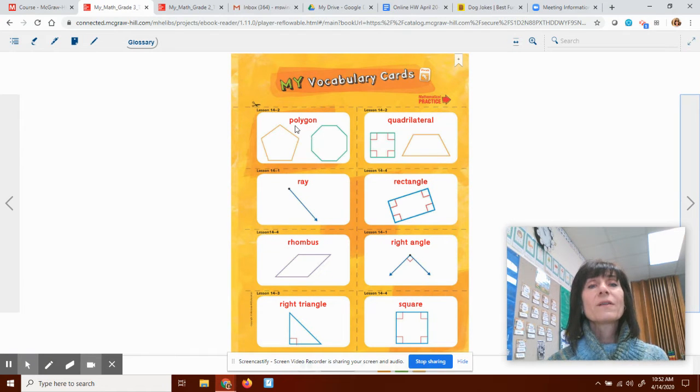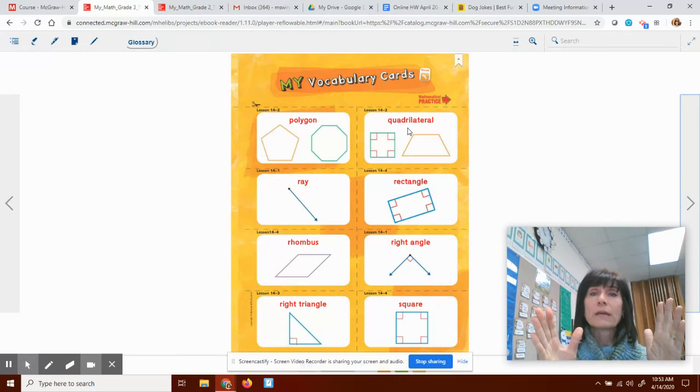You'll have the term polygon. Now, a polygon is a shape that has only straight lines and they're all connected. It can't be something open. It's got to be a connected shape. Quadrilateral. Quad means 4. Anytime you see that prefix, it means 4. So a quadrilateral is going to be any shape that has 4 sides.